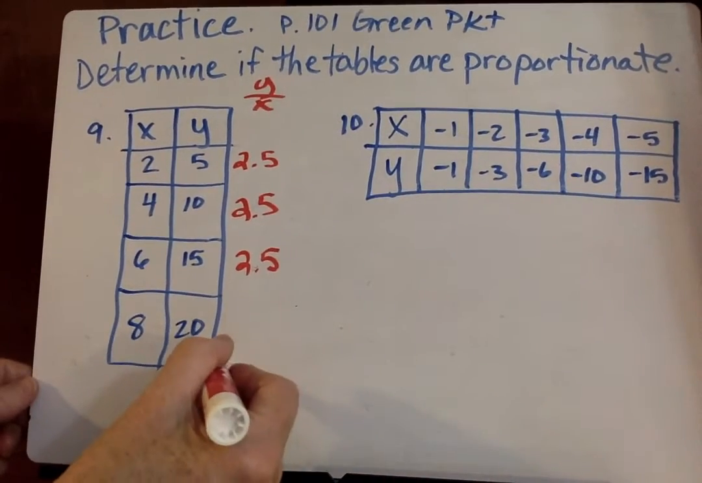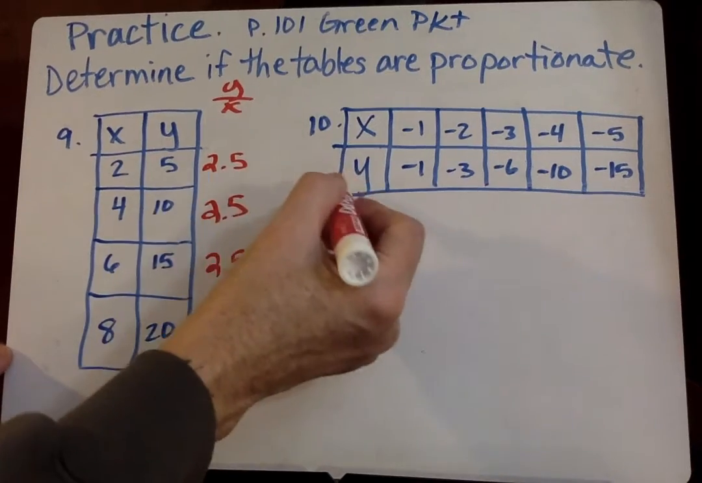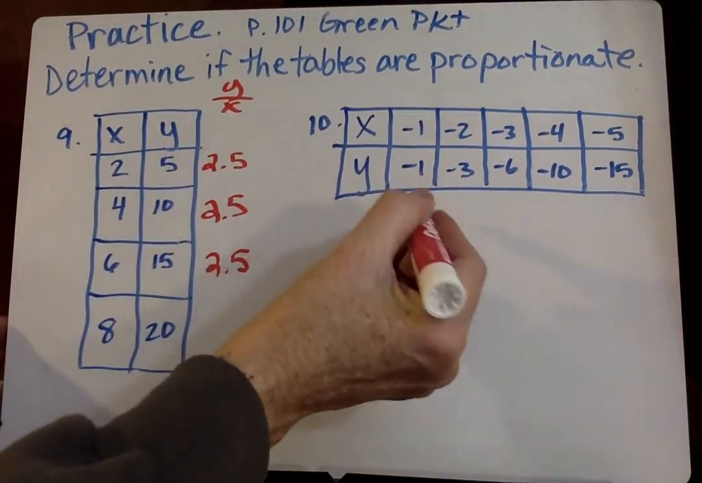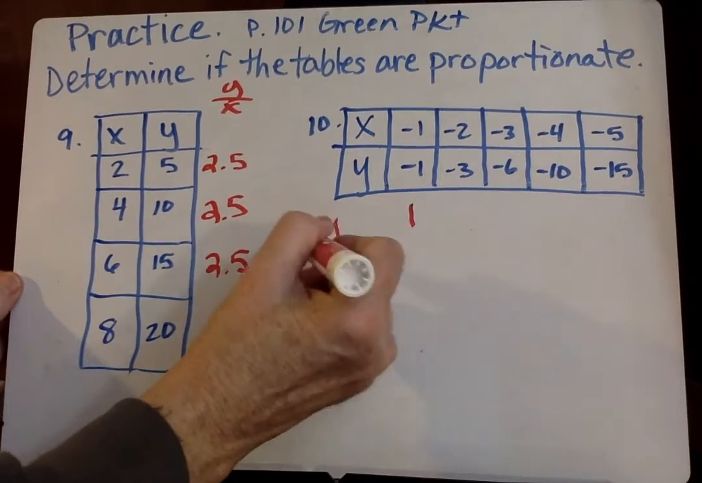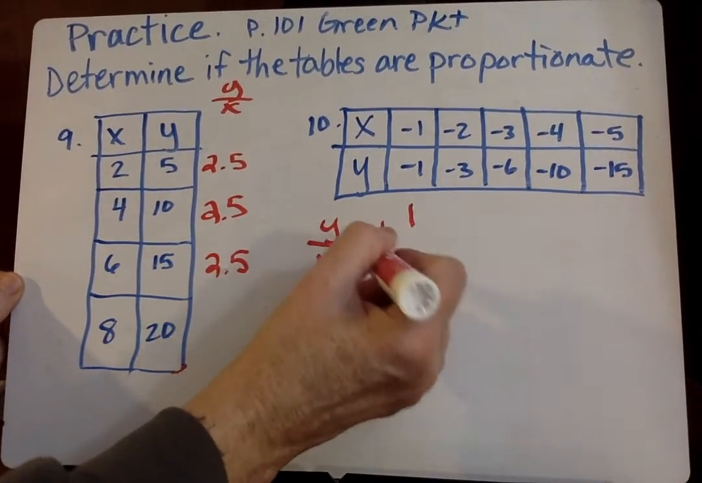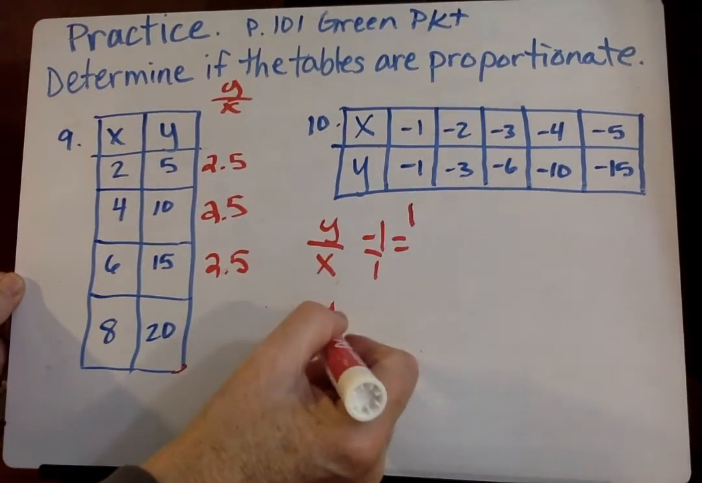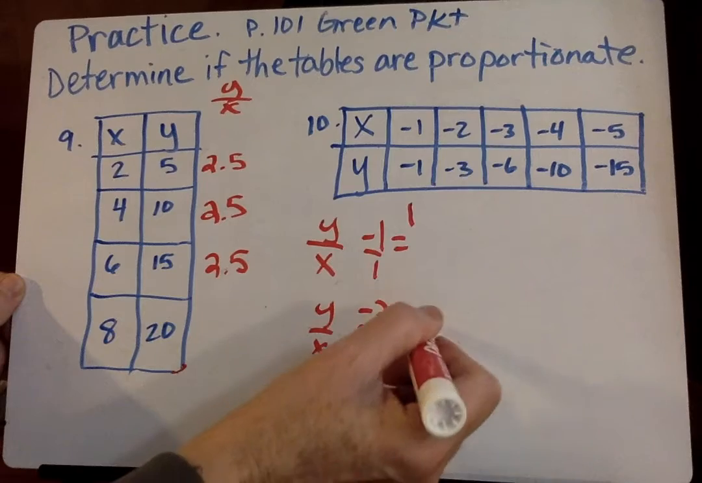Okay, you can pause the video and do the last one. I'm going to keep on going and do number 10. Okay, so again, it's the y divided by the x. So we take -1 divided by -1. I get 1. Again, it's y divided by the x. So it's -1 over 1 equals 1. Then I take the next one, y divided by x, -3 over -2.